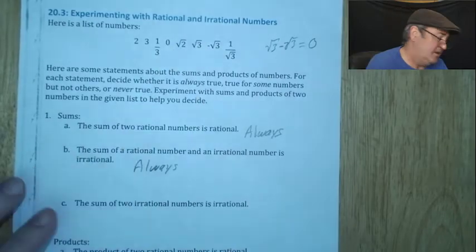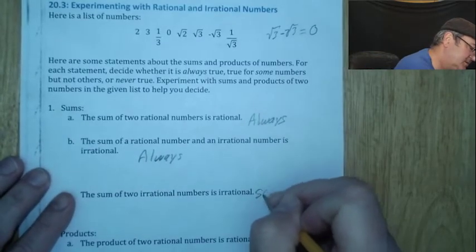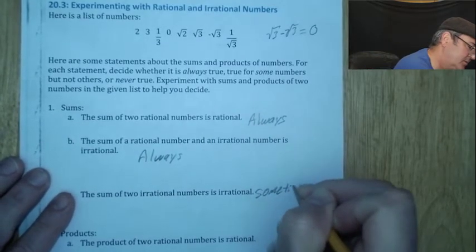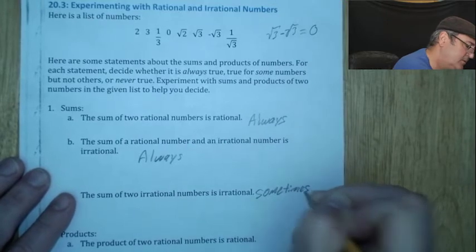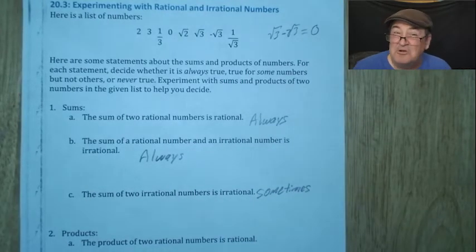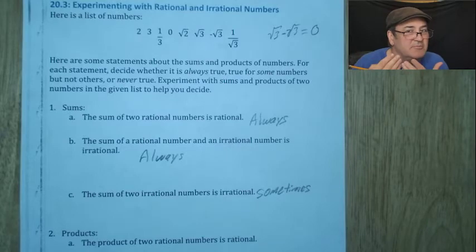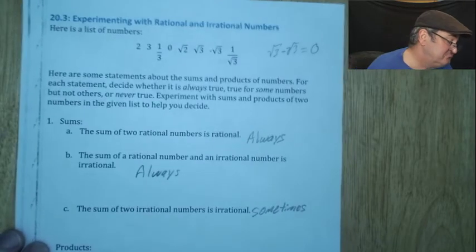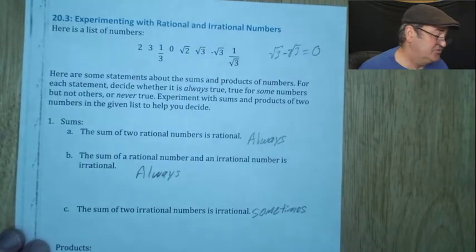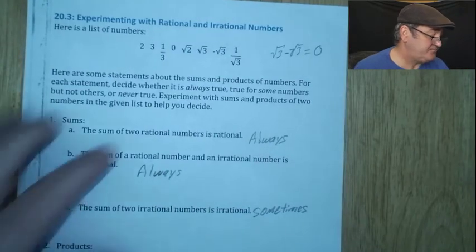It put us in the other column. So this is sometimes true. In fact, it's probably most of the times true, right? Most of the time. But there are circumstances that we could end up with a rational number when we add two irrational numbers together. So, not always true.